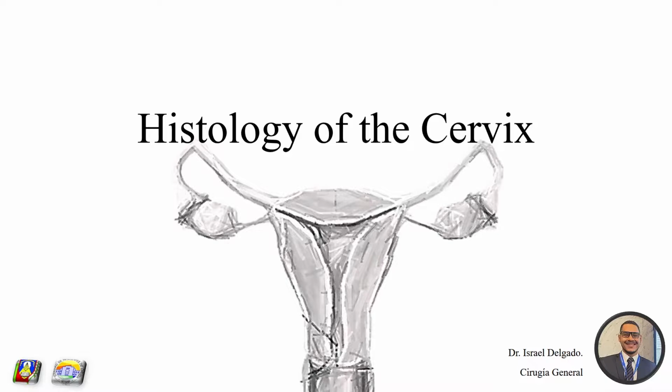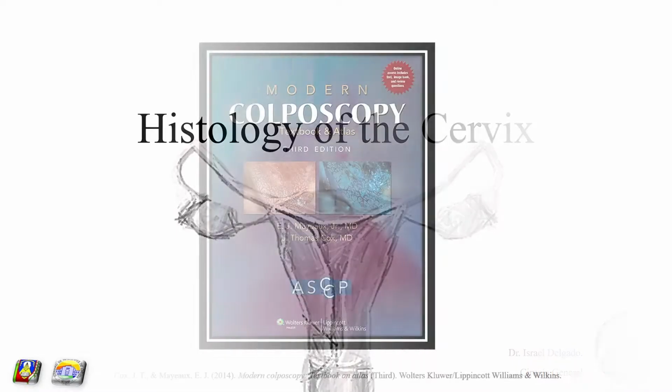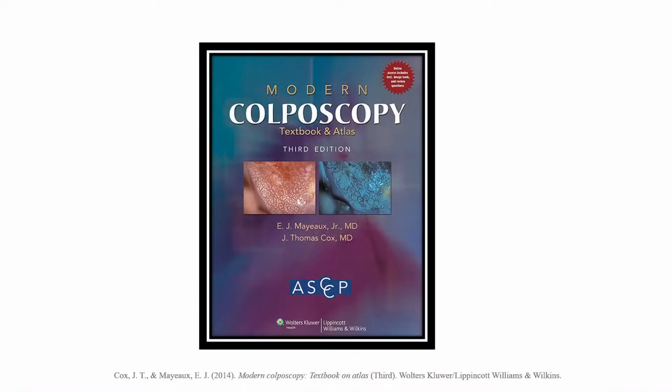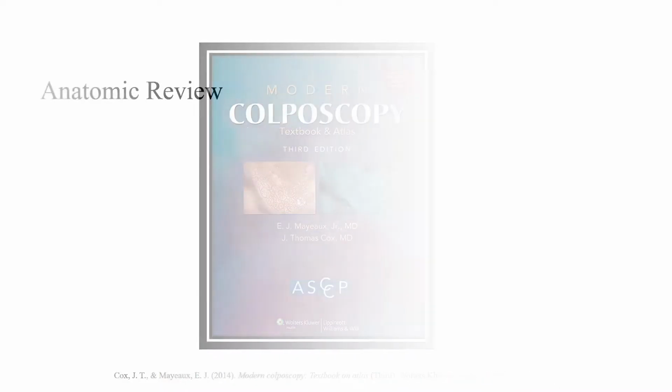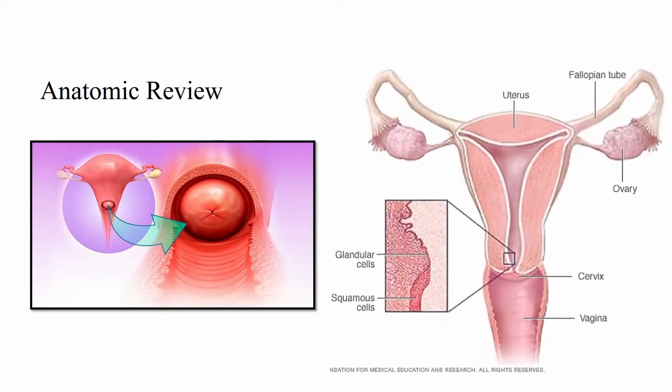In today's video, we're going to talk about the histology of the cervix. This is the review literature that I found most compelling to review this theme. It's a book called Modern Colposcopy. But first, let's do an anatomic review.